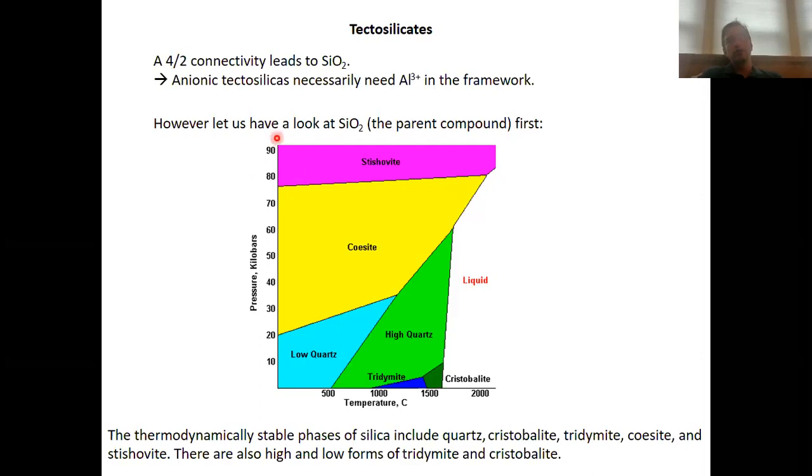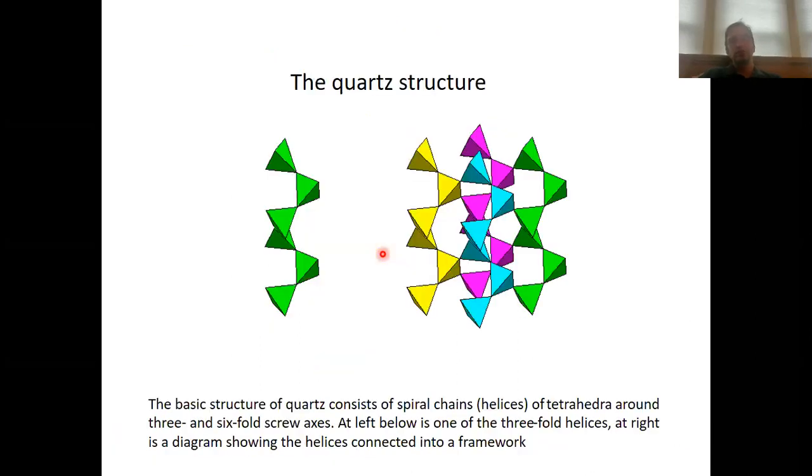We have actually encountered stishovite already when we discussed silicate phases in which we have a coordination number higher than 4. So remember, in stishovite, we have the rutile structure in which silicon has the coordination number of 6, and oxygen has the coordination number of 3. So all the other phases here have all silicons with the coordination number of 4 and oxygen with the coordination number of 2. So let us look at these structures in more detail.